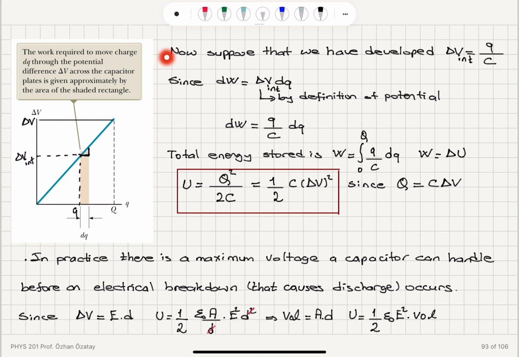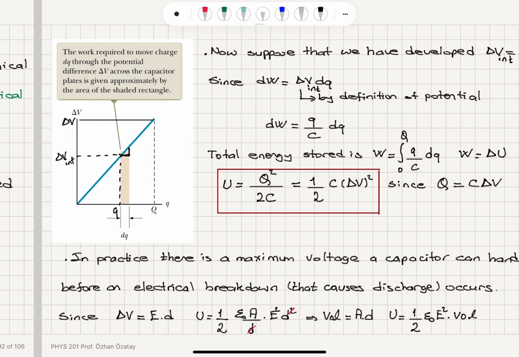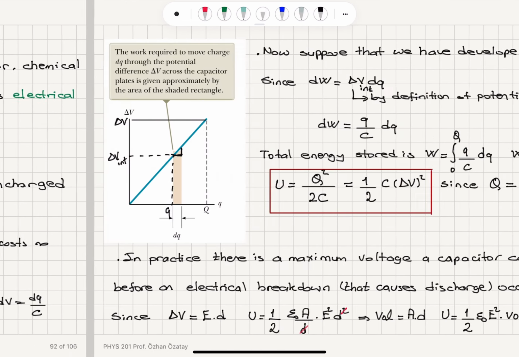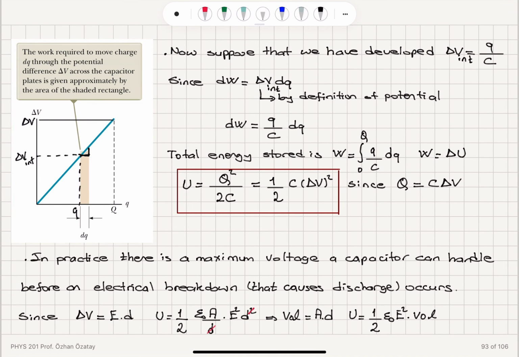So this process does not go indefinitely. There is a maximum voltage a capacitor can handle, after which we will have charges getting transferred between the two plates, causing a discharge process. Okay, the delta V, the potential difference between the two plates, is related to the electric field that develops, because electric field is minus gradient of the potential. Remember, E is equal to minus gradient of the potential, and this tells me that the potential difference delta V is electric field times D. Of course, this is all in absolute value.